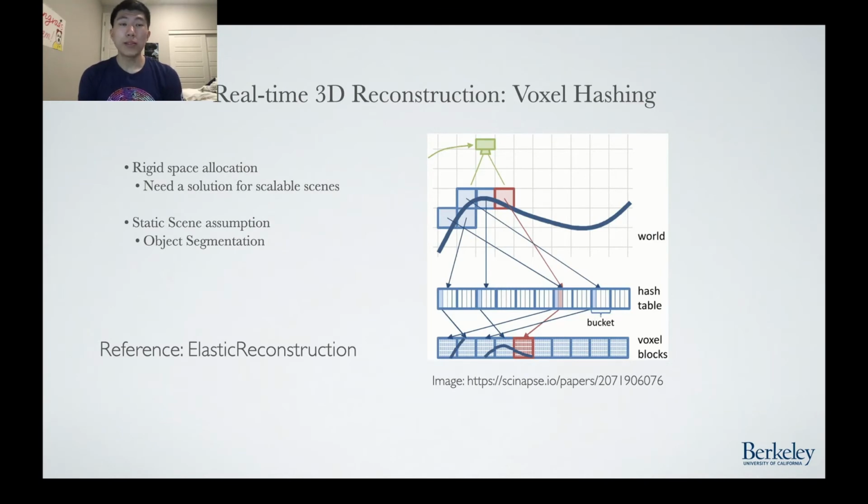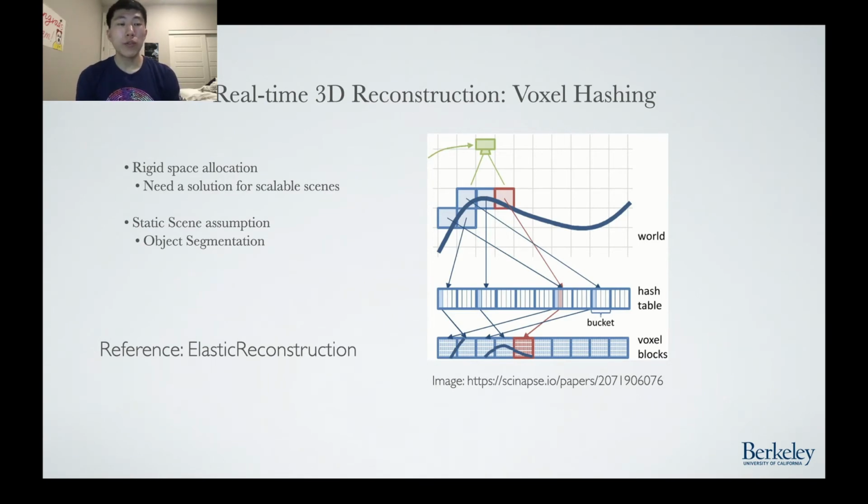One major weakness of traditional TSDF is the issue of rigid space allocation. Because we divide the real scene into voxels of fixed side length, we must decide the overall dimensions of our scene upon the creation of the TSDF data structure.